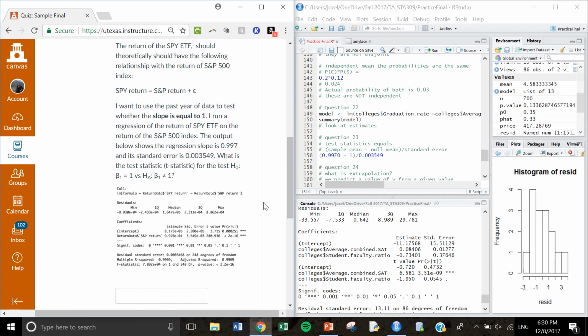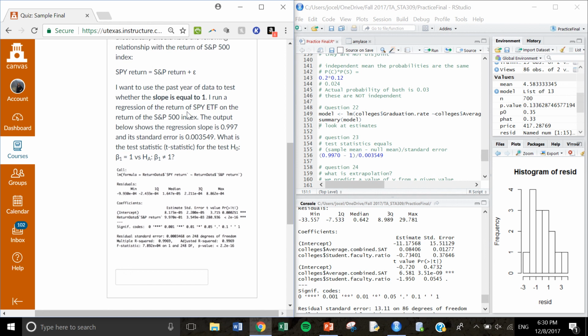The return of the SPY ETF should theoretically have the following relationship with the return of the S&P 500 index. So SPY return equals S&P return plus some error. I want to use the past year of data to test whether the slope is equal to 1. I run a regression of the return of the SPY ETF on the return of the S&P 500 index. The output below shows the regression slope is 0.997 and its standard error is 0.003 something. What is the test statistic for the test saying the null is 1 versus not 1?